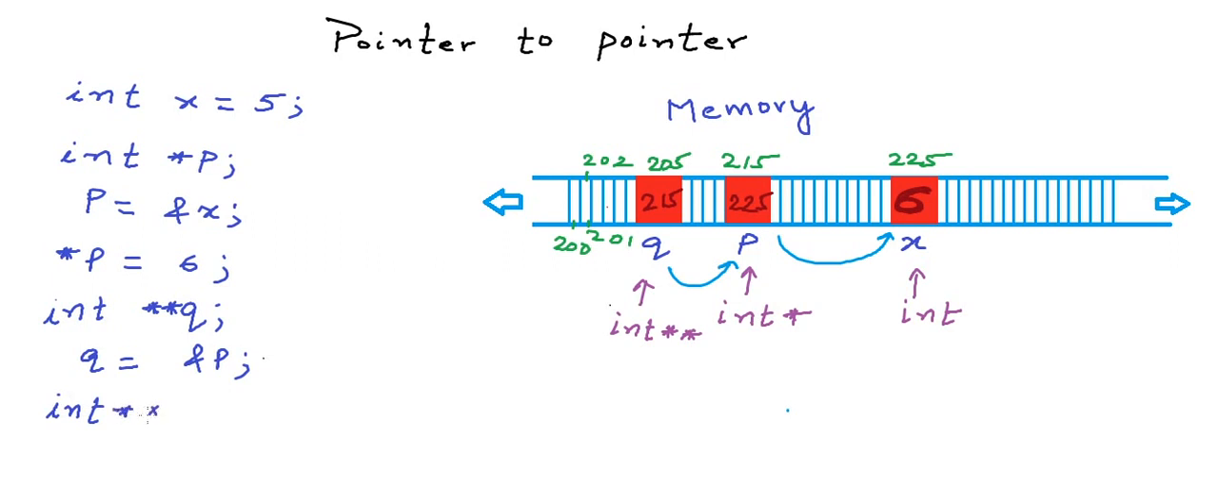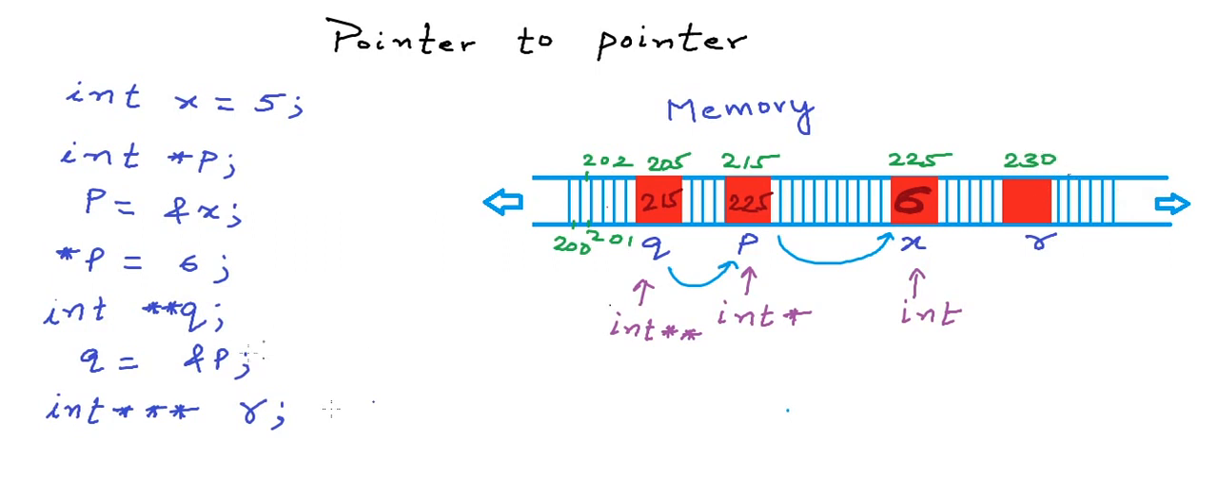So int asterisk asterisk is pointer to pointer, and we will put one more asterisk. We can put these three asterisks immediately after this keyword int, or we can put them immediately before the variable name, like we have done in the case of q here. Let's say we define r as int star star star.